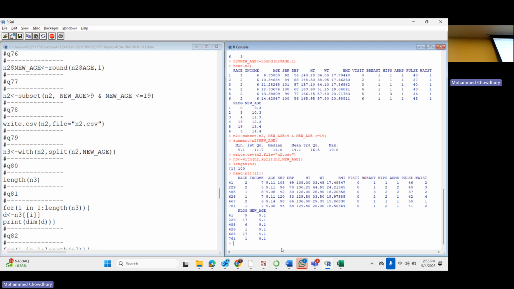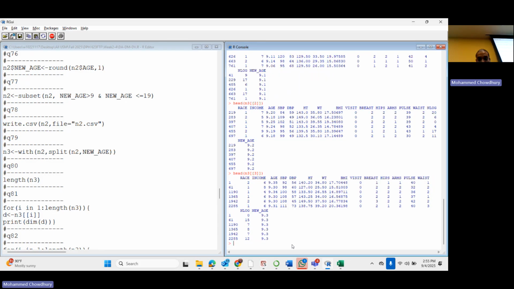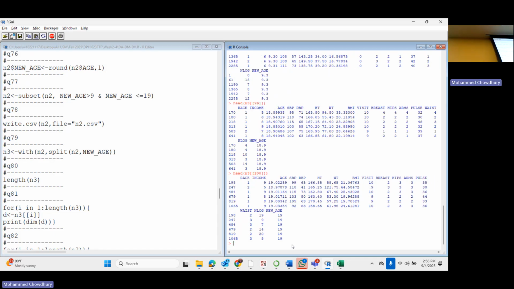Now take a look at the second one. If you want to take a look at that, go there, up arrow, 2. This is the data for the age 9.2, right? And then up arrow again. If you plug in 3, this is the data for the age 9.3. And then if you go to 99, this is the data for age 18.9. I substituted the data by age, right? This is age 19. Remember, age greater than 9, age less than 19, right?